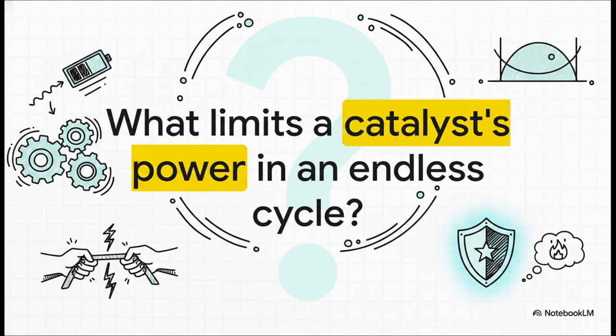Which leaves us with a truly fascinating paradox to ponder. We've seen how electrons act as currency, right? We've seen how heat is exchanged in this grand tug-of-war and how a catalyst acts as an unbreakable cheat code. But think about this for a second. If a catalyst perpetually lowers the energy barrier, allowing reactions to flow rapidly, and it is entirely immune to being consumed, what physically limits its power in an infinite cycle of energy? Why doesn't it just accelerate reactions until the universe literally runs out of reactants?